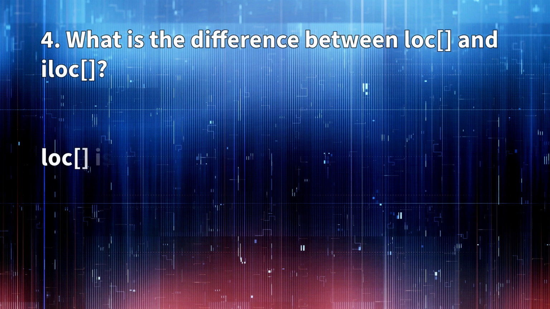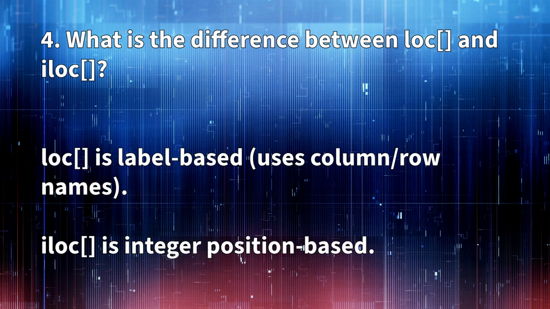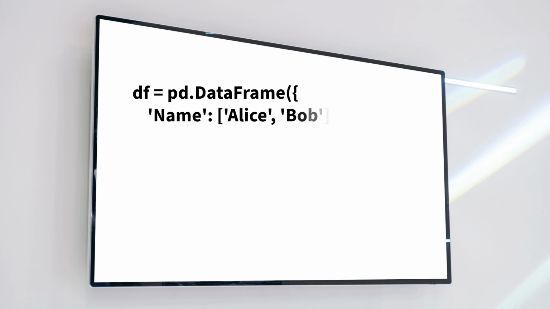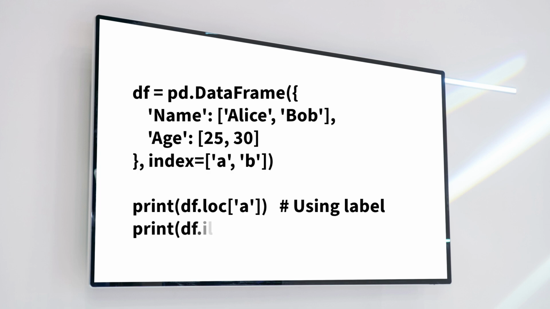What is the difference between loc and iloc attributes in pandas? The loc attribute is used for accessing a group of rows or columns based on labels, but iloc is used for accessing a group of rows and columns based on integer position. Just by looking into the example, you can understand how it works. Using loc, you can access something using a label. You can access any value or particular row using a label. But iloc is used for accessing a value based on integer position.